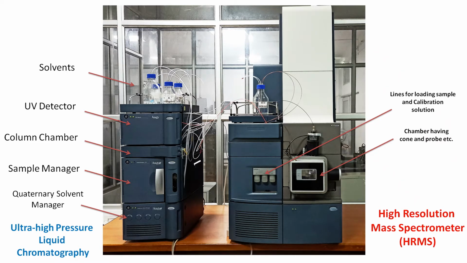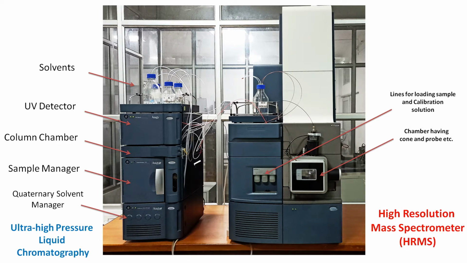You can see here in slide number 2, this is a pictorial diagram of mass instrument connected with UPLC. In the UPLC part you can see it has different chambers. First are the solvents, which are kept outside of this UPLC. Then it is UV detector, then column chamber which is having a C18 column, and the next is sample manager which is having different samples. We can load 96 samples at a time, and the last one is quaternary solvent manager.